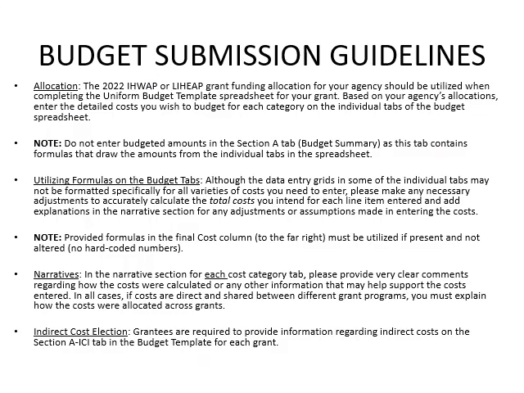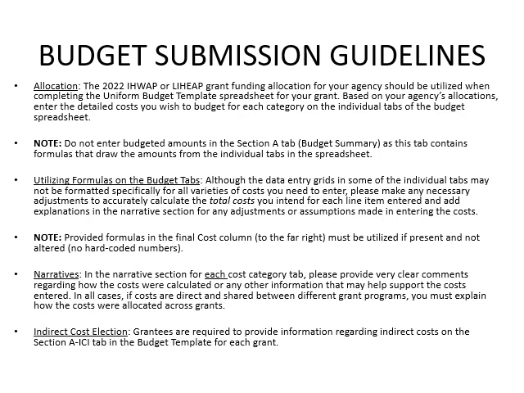So for your allocation, the 2022 IWOP and LIHEAP grant funding allocations for your agency should be utilized when completing the uniform budget template spreadsheet for your grant. Based on your agency's allocations, enter the detailed cost you wish to budget for each category on the individual tabs of the budget spreadsheet. Please note that you do not enter budgeted amounts in the Section A tab that I showed on the previous slide. On that budget summary, this tab contains formulas that draw from the amounts from the individual tabs in the spreadsheet. So you need to utilize the formulas that are on the budget tabs.